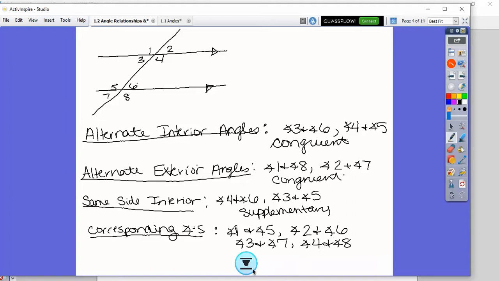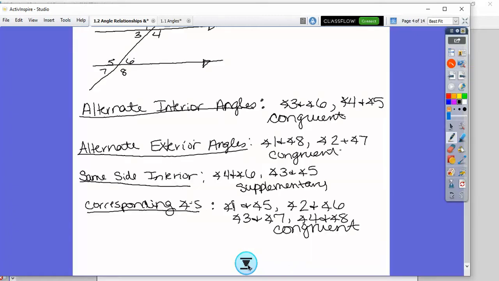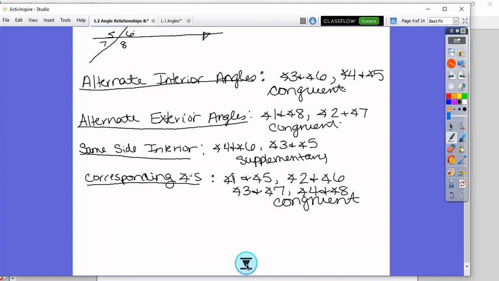Alright, what is true about those measurements? What do you think? It was a 50-50 shot. They're either congruent or supplementary. Congruent. The last one.